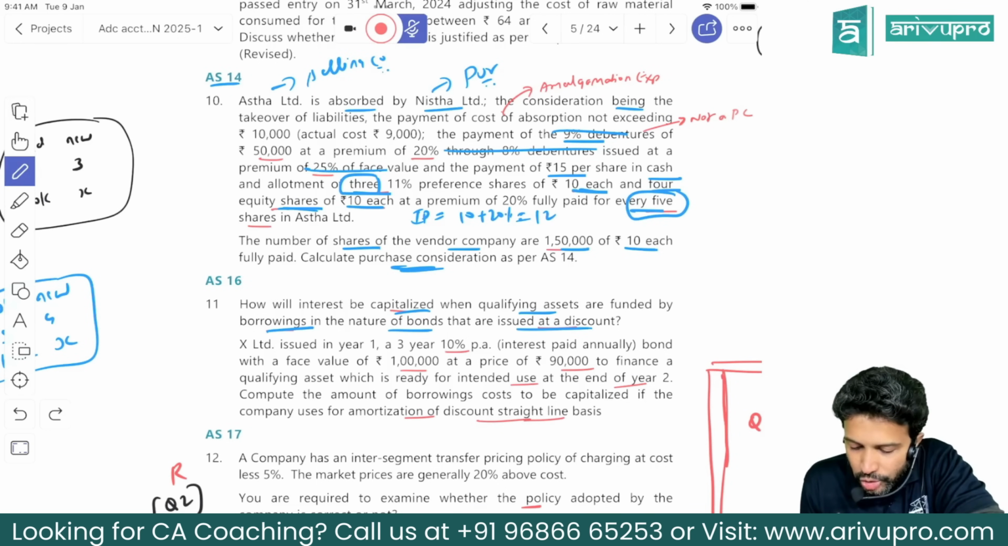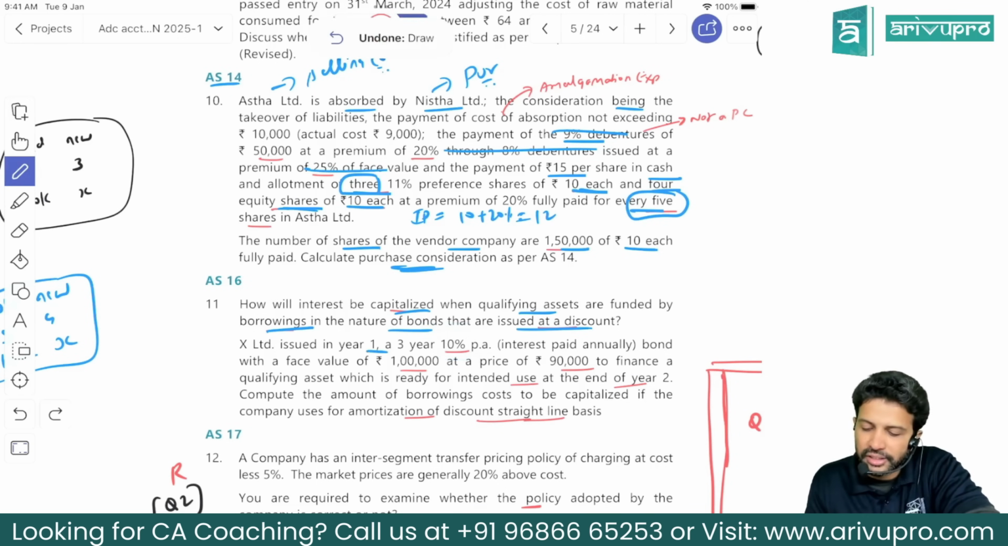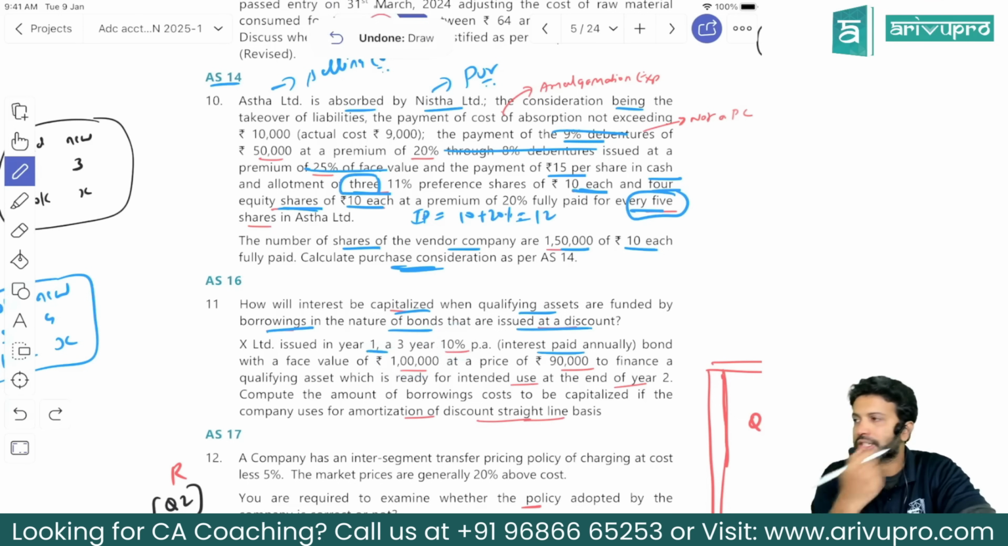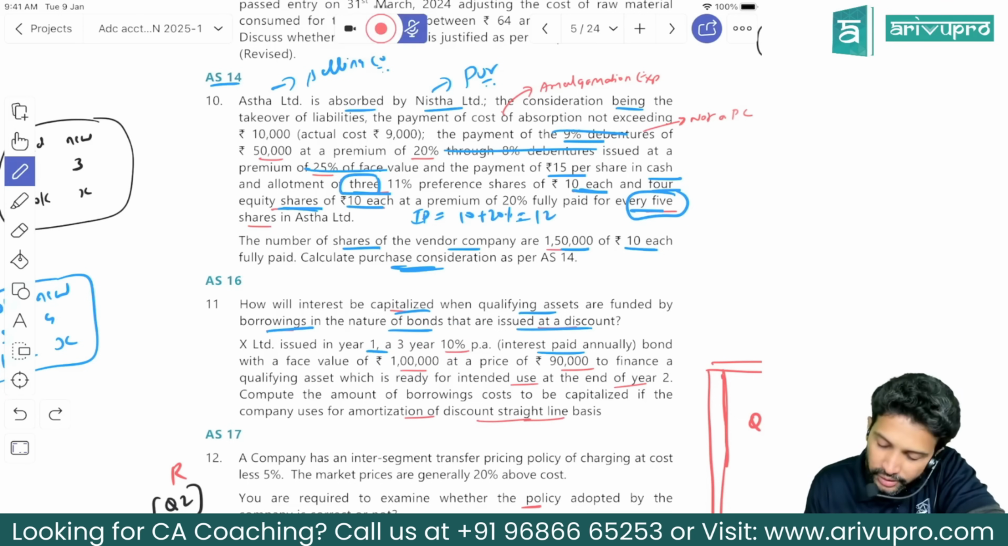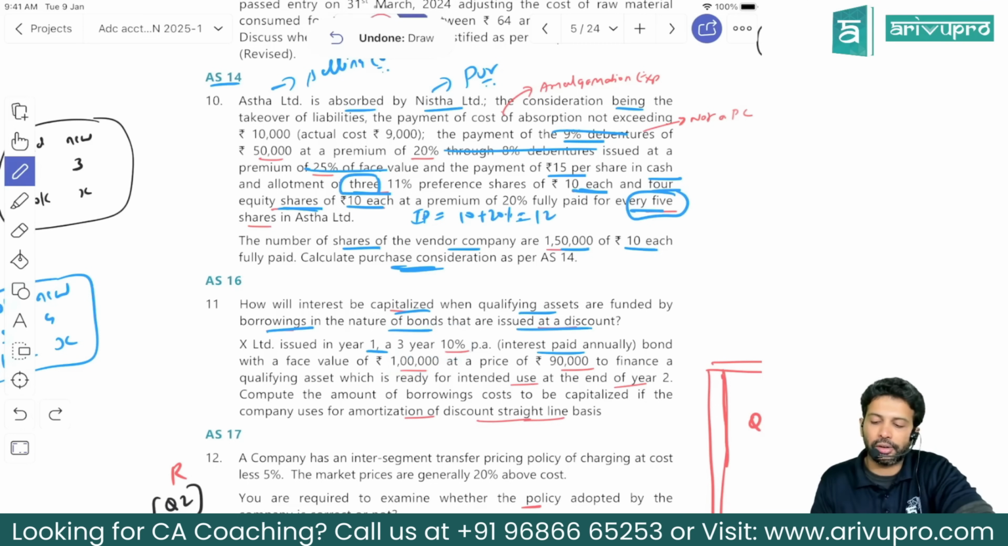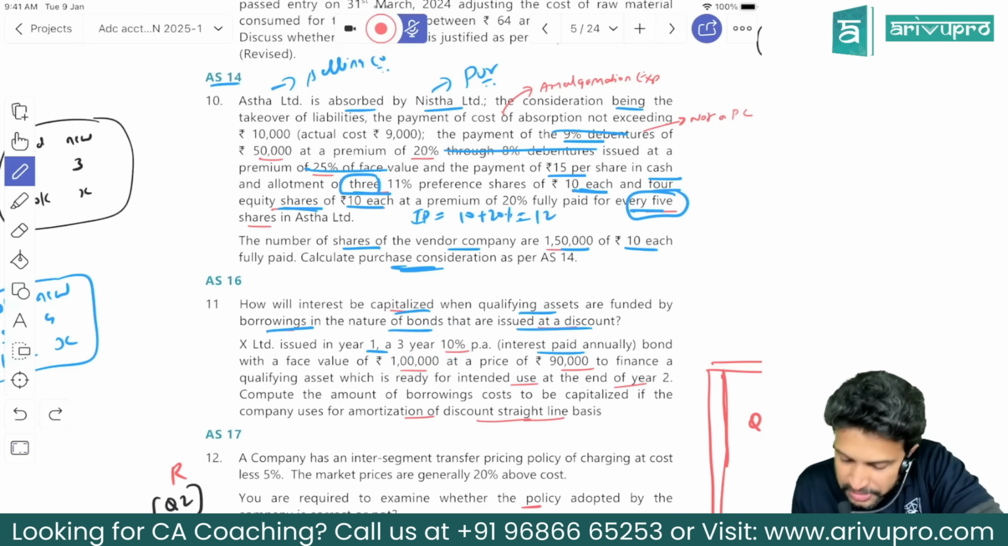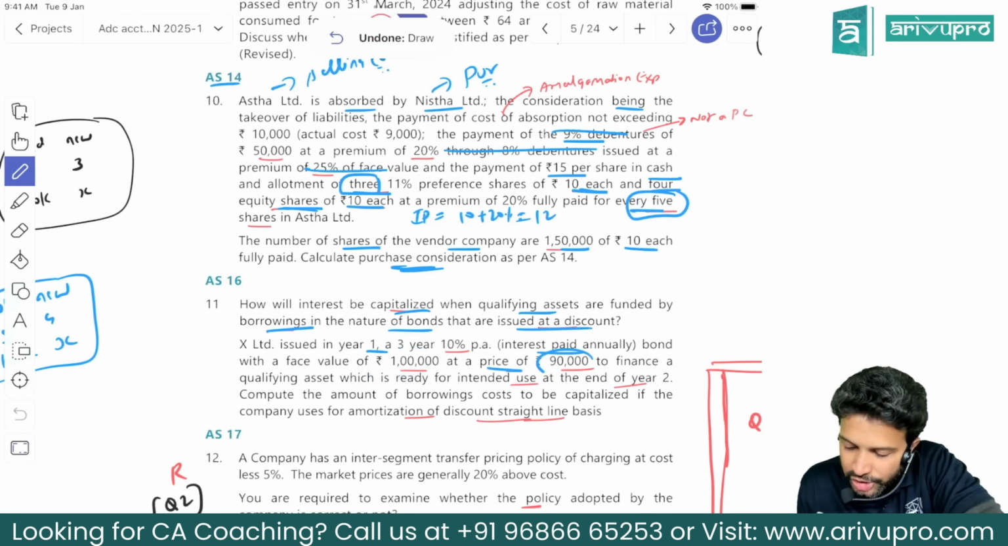X Limited issued in year 1 a 3-year 10% per annum interest paid annually bond with a face value of how much? 1 lakh. So interest is always calculated on what? Face value. Take your calculator. 1 lakh or 10% if you do, how much are you going to get? 10,000. So interest every year is how much? 10,000. But these bonds' face value is 1 lakh, but it was issued at what price?